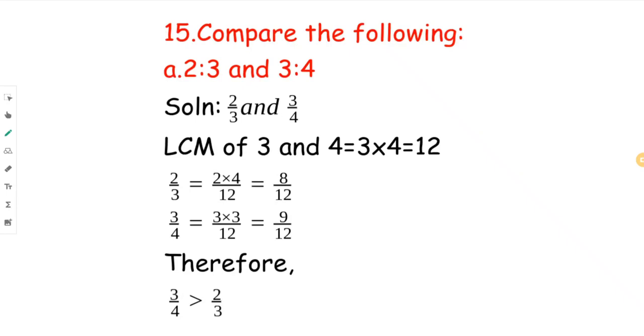Continuing with 8.1 question number 15. It says compare the following. Same thing again, we just have to see which is bigger or smaller. A: 2:3 and 3:4. We can simply write 2:3 as 2 by 3 and 3:4 as 3 by 4. That's what's asked to compare, clear?